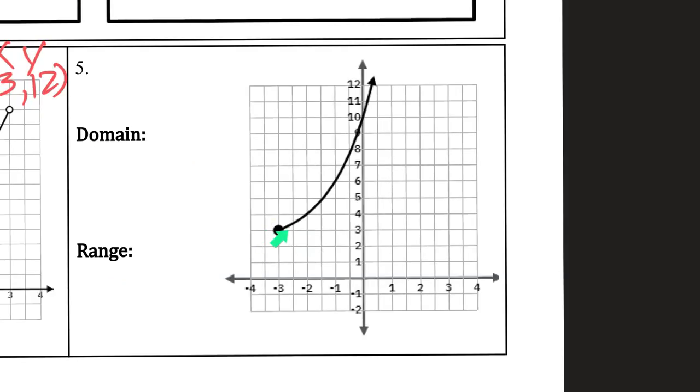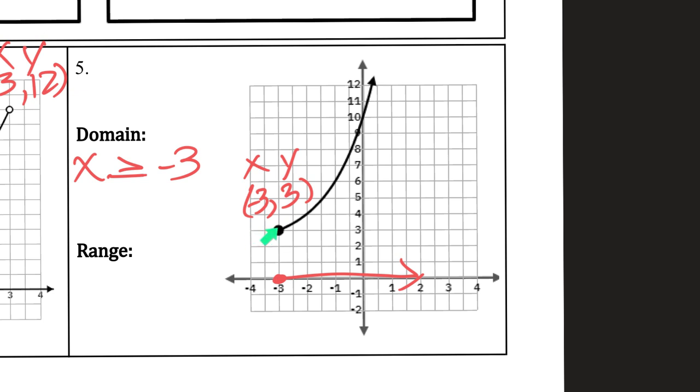Example 5, we have one endpoint, so we should have one sign and one number. So let's start with our ordered pair. This is -3, 3. So for our X, for the domain, it's at -3. And I have to ask myself, does the arrow go to the left or to the right? This arrow is going to the right, so that would be X is greater than or equal to -3.